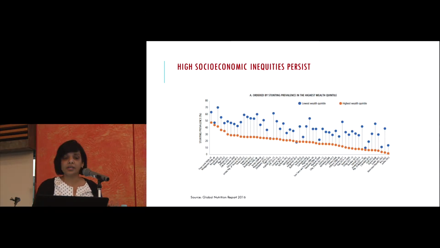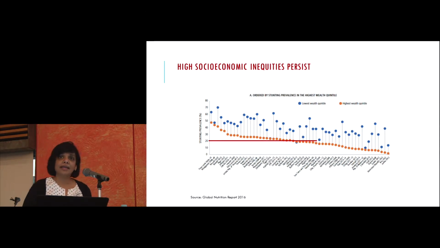And this graph really shows the blue dots show the lowest wealth quintile, and the orange dots show the highest wealth quintile. And clearly, as expected, there is an economic gradient in terms of stunting prevalence rates. But what this graph also shows is, if you look at the red line, even among the highest income quintiles in these countries, the prevalence rates of stunting are pretty high.